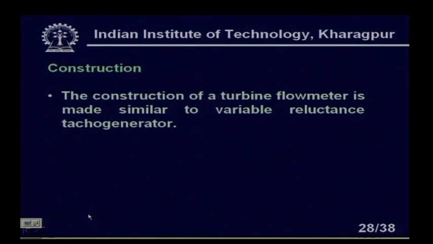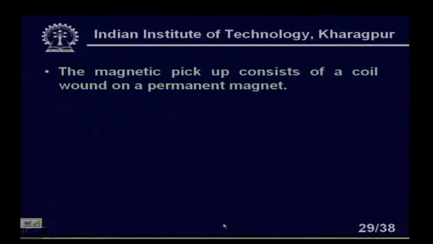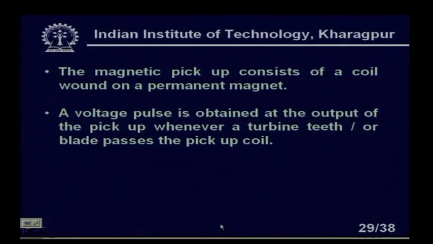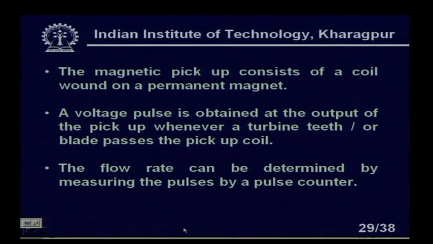Looking at the construction, the turbine flow meter is similar to the variable reluctance tachogenerator, no difference. The blades or teeth are made of ferromagnetic material. The magnetic pickup consists of a coil wound on a permanent magnet. A voltage pulse is obtained at the output of the pickup whenever a turbine tooth or blade passes the pickup coil. As I told you, the flow rate can be determined by measuring the pulses with a pulse counter.